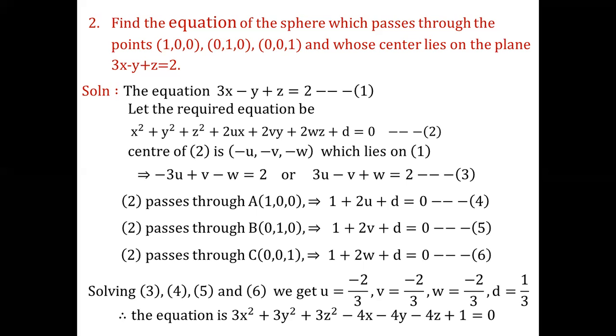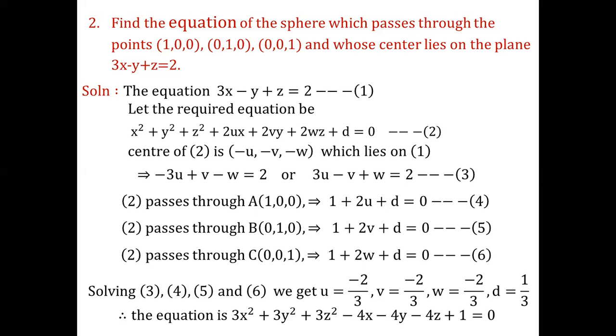Now look at the question. The sphere passes through the point (1, 0, 0). So equation 2 passes through the point (1, 0, 0), which means we can substitute the values of x, y, z as 1, 0, 0 in equation 2. You are going to get, after simplification, 1 plus 2u plus d equal to 0. Call it equation 4.